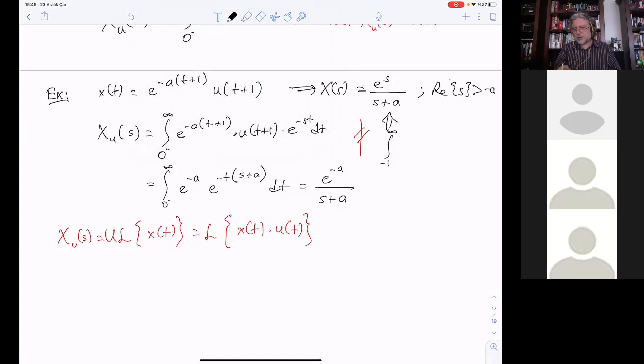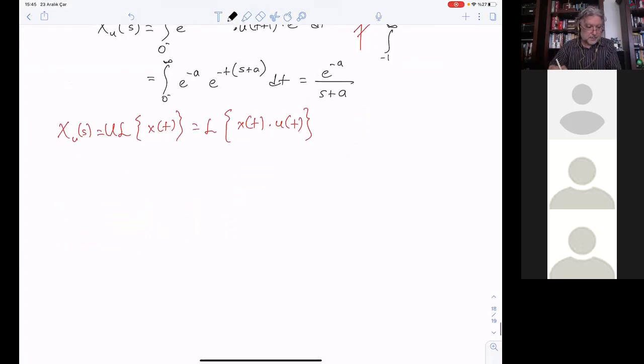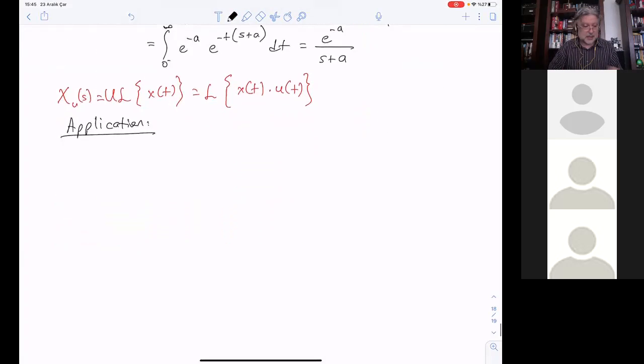There are a lot of questions that you can solve from the book, but what I want to really focus on now is the application of the unilateral Laplace transform to differential equations. Because in differential equations, without knowledge of the region of convergence, causality and non-causality are a little bit ambiguous. With the unilateral Laplace transform, they are clear. It's always causal.